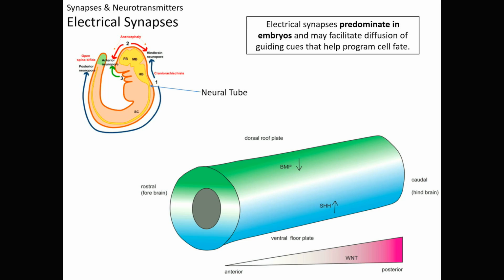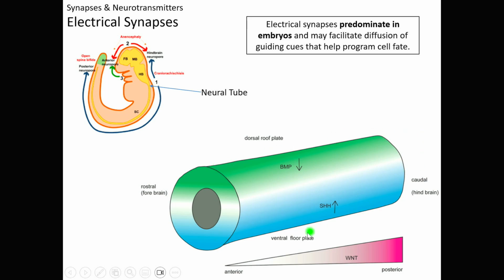And therefore, I can use that gradient to figure out where I am as a neuron within the anterior-posterior axis of this neural tube. If I'm getting a very strong Wnt signal, then I know I'm somewhere back here. If I'm simultaneously getting a strong BMP signal, then I know I'm up here. If I'm getting a strong Wnt and a strong Sonic the Hedgehog signal, I know I'm here. If I'm getting a weak Wnt signal and a strong Sonic the Hedgehog signal, I know I'm here. If I'm getting a weak Wnt signal and a strong BMP signal, I know I'm over here.